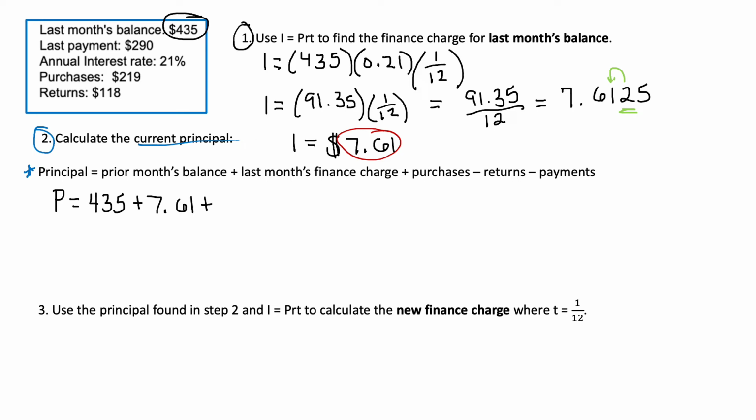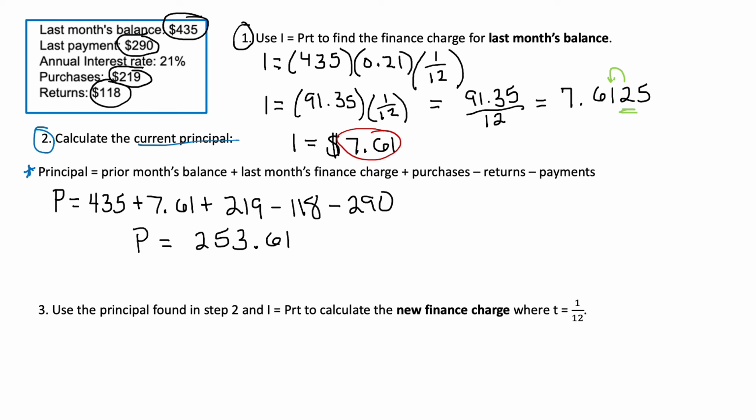plus purchases, which is $219, minus the returns, which was $118, minus payment, which was $290. So 435 plus 7.61 plus 219 minus 118 minus 290 equals 253.61 or $253.61. So that is now the current principal.